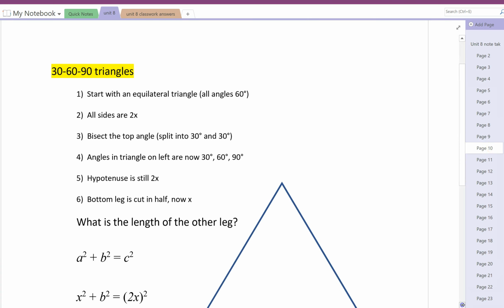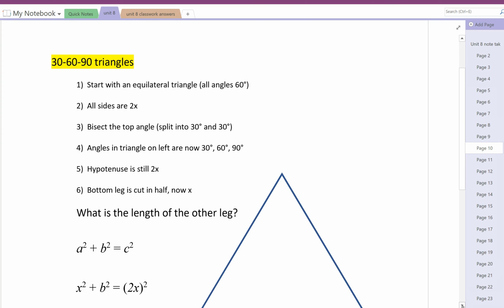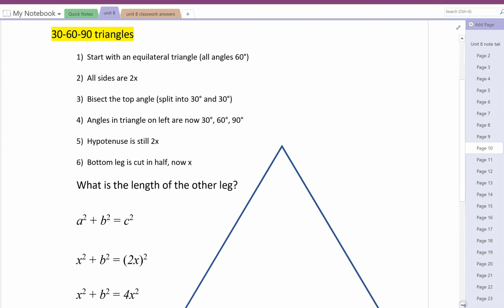Okay, now we're going to talk about 30, 60, 90 triangles. This is another type of special right triangle where we know what the relationship between the three sides is without even using the Pythagorean theorem. It's faster than using the Pythagorean theorem.